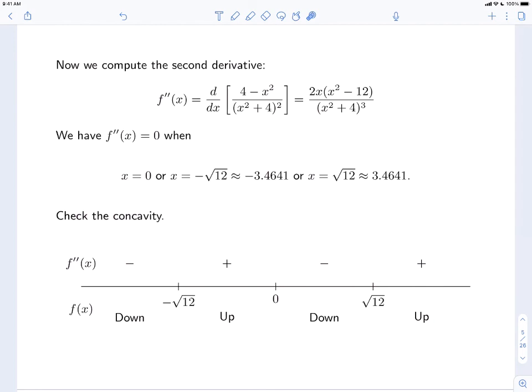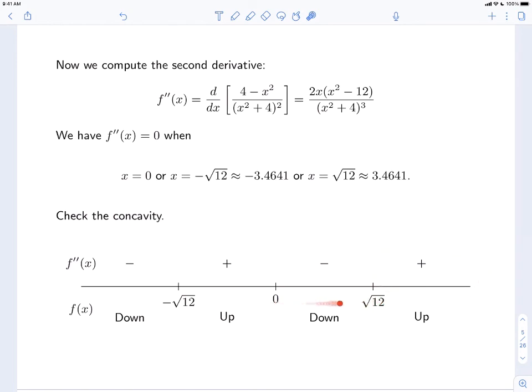So we know that the square root of 12 is approximately 3.4. So if, for example, you pick some number bigger than 4, you could pick, for example, x equals 10. Then you'll have 20 times (100 minus 12), which is certainly positive. The denominator is always going to be positive because it's x squared plus 4. So you'll definitely end up with something positive here.